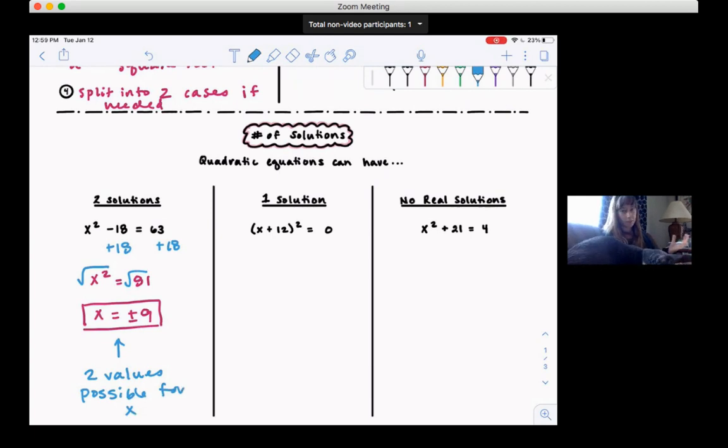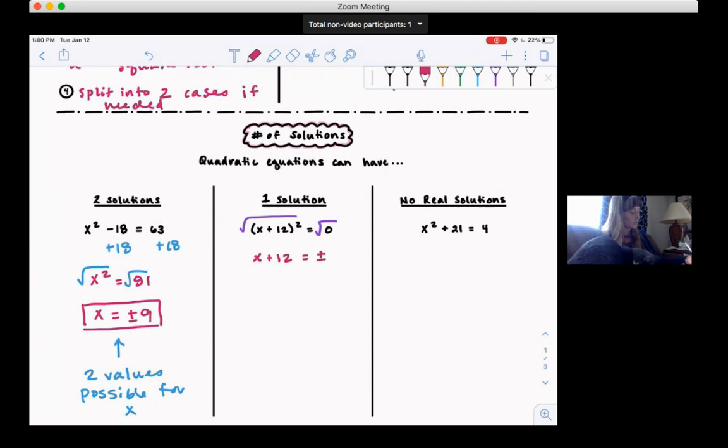Okay, so that's kind of the typical situation. We get two solutions. In some special cases, we're only going to end up with one solution. And here's where that would happen. So say we have x plus 12 all squared equal to 0. To get rid of the square, we know that we need to square root both sides. So on the left then, the square root and the square cancel, and we're left with just x plus 12 equals, and then we want to square root 0, and the square root of 0 is 0.